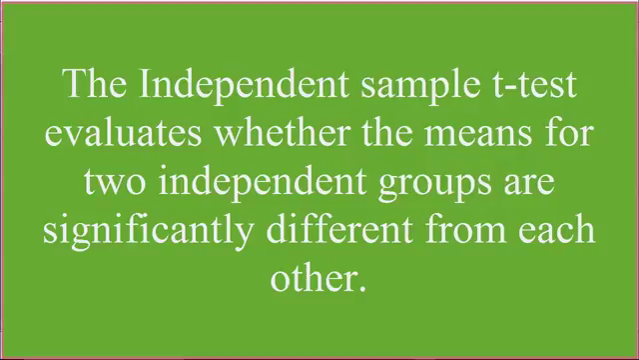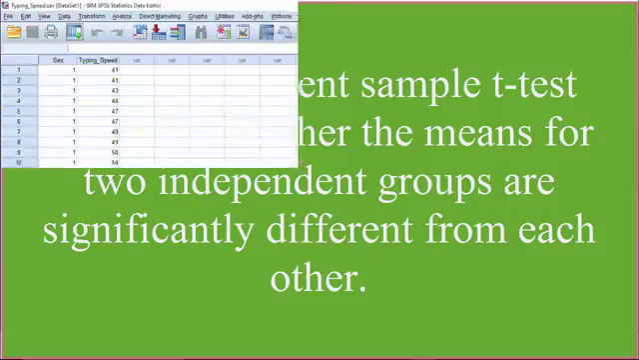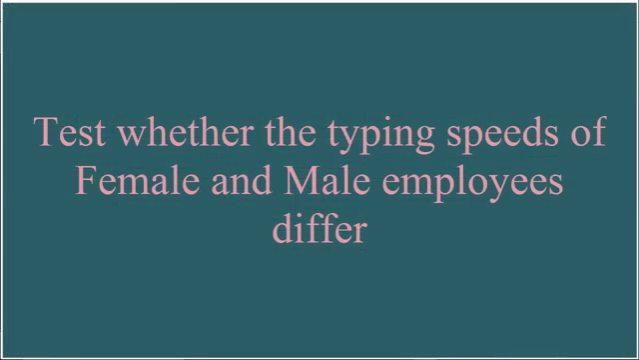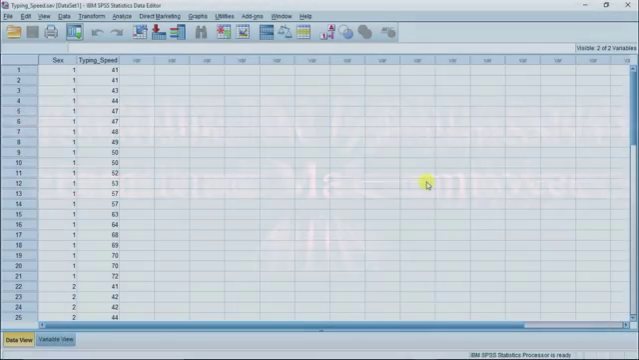The t-test evaluates whether the mean value of the test variable, that is typing speed, for one group, that is female, differs significantly from the mean value of the test variable for the second group, that is male. The null hypothesis is that there is no difference between the groups, and the alternative hypothesis is that there is a difference between the groups.